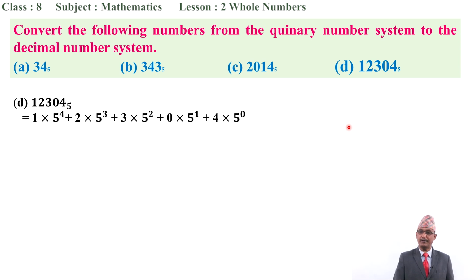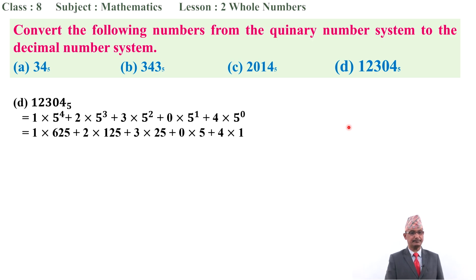5 to the power 4 is how much? Use your calculator and tell me. Yes, you are correct, 625. So 1 times 625. Similarly, 5 cube is 125. So 2 times 125 plus 3 times 5 square, which is 25, plus 0 times 5 to the power 1, which is 5, plus 4 times 5 to the power 0, which is 1.